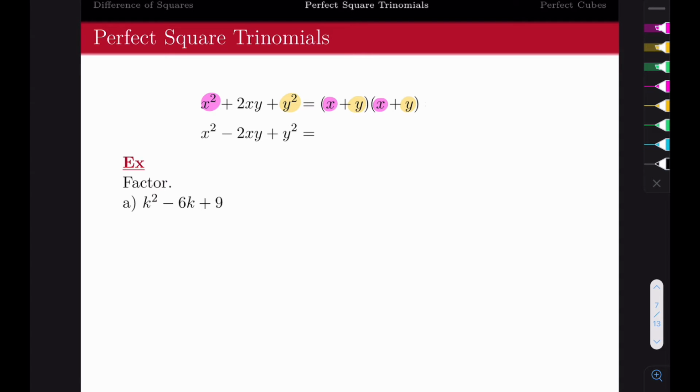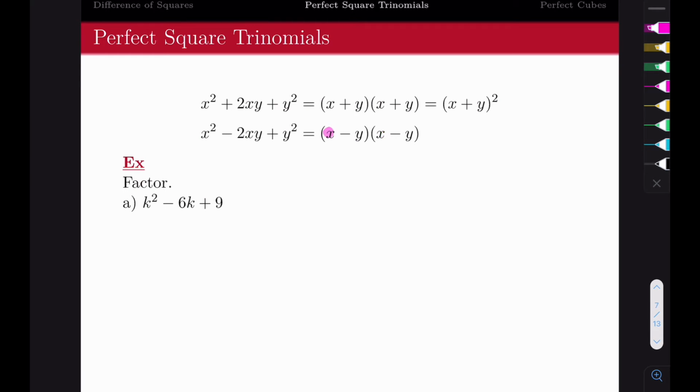If you then went through and you checked the outer, it's plus xy. The inner is plus xy. It gives us that middle term of plus 2xy. And because it's really just the same thing repeated, you can condense that as x plus y to the second power. When it's a minus sign, you're still going to do the same thing. You're just going to use minuses instead.